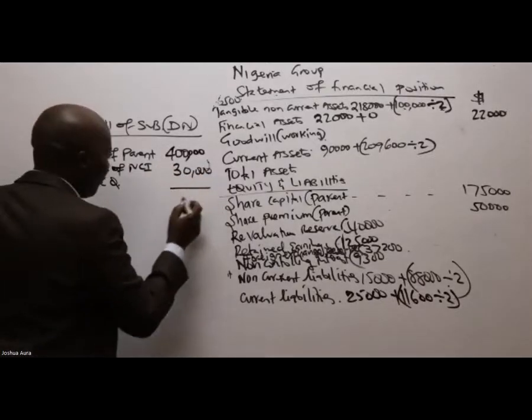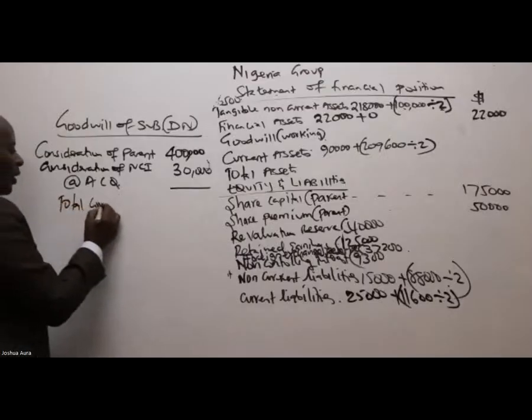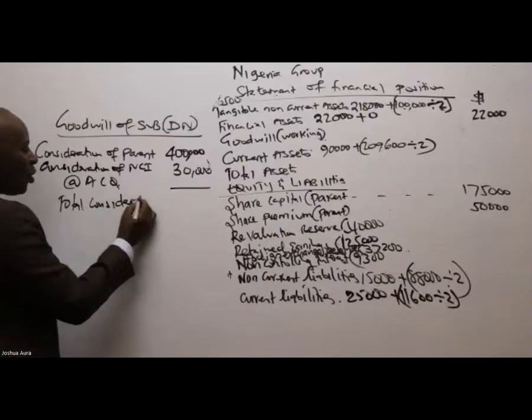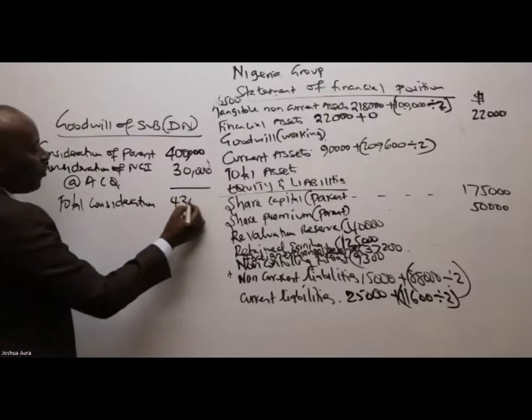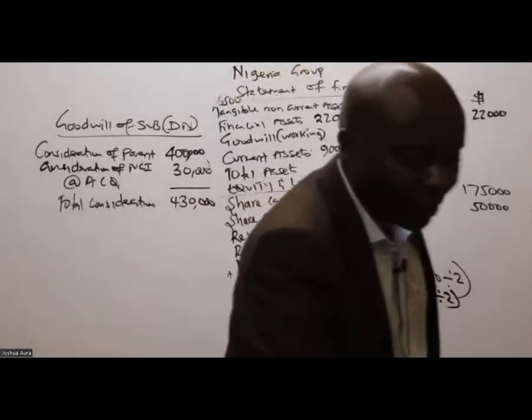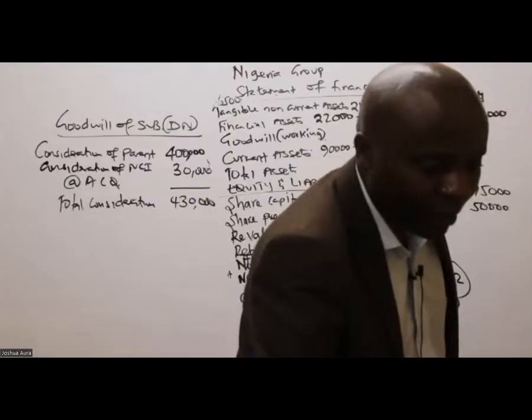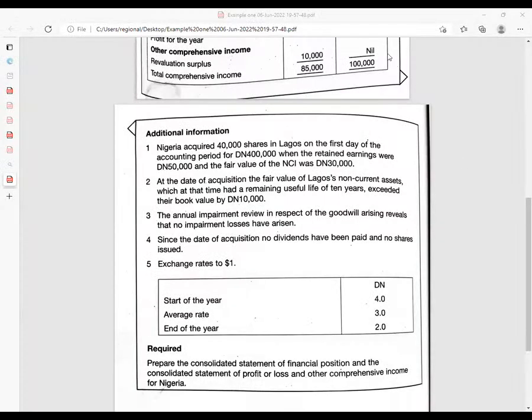So give us the total consideration. That will be 430,000. Is it 30 or was it 50? Let me check again. Yeah, it's 30, thank you very much.